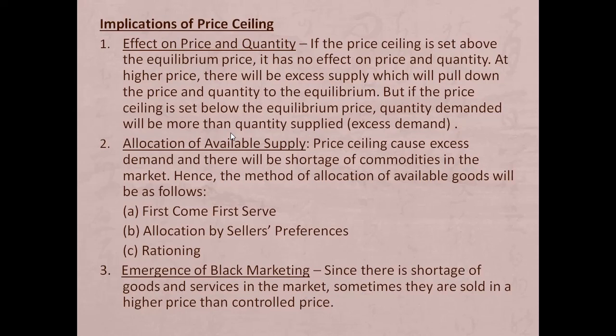Now number B, allocation by sellers' preferences. Because there is a shortage of commodities in the market, the sellers will decide whom to sell to. They will give the preferences. For example, if you know the shopkeeper, you will call him and tell him, please keep this much of commodity for me, I will return from work and purchase the product. The seller will keep the product for you because you two are on good terms. So it is up to the sellers whom to sell.